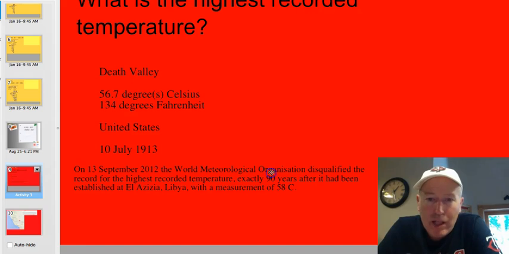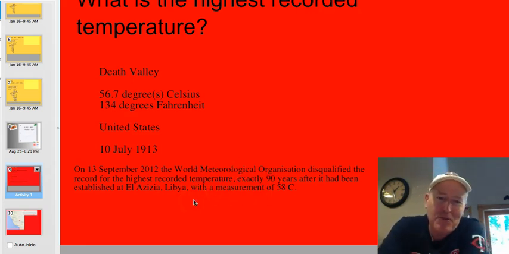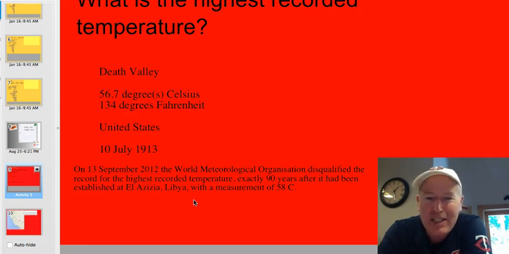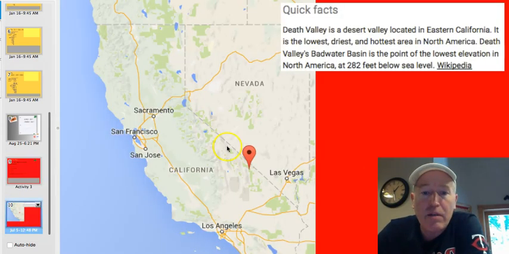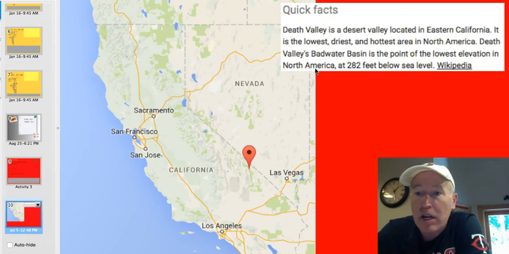The World Meteorological Organization disqualified the record for the highest temperature exactly 90 years after it had been established in Libya. They had a measurement of 58 degrees Celsius, and I'm not sure, I couldn't figure out why they disqualified it. But whereas Death Valley in California is right here, kind of over on the Nevada border, and Death Valley is a desert area located in eastern California. It's the lowest and the driest and hottest area in North America.